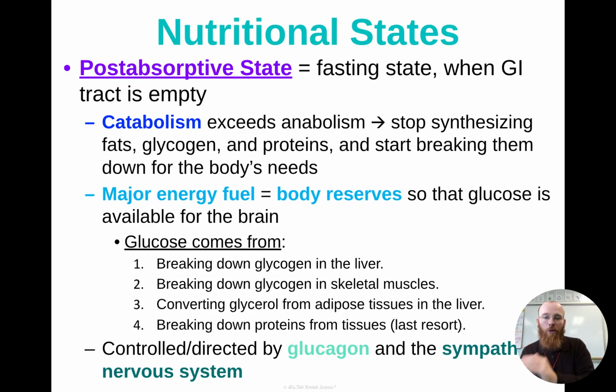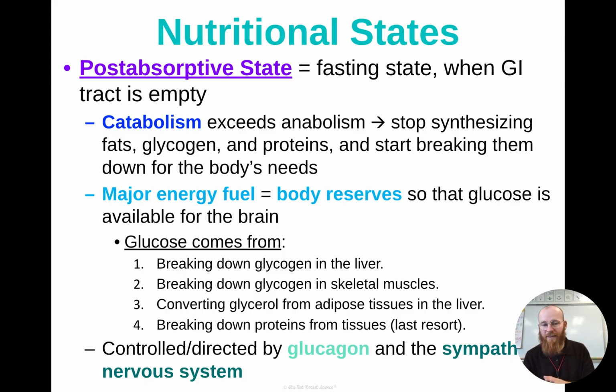Glucose can come from a variety of sources. It can be broken down from glycogen in the liver, or from glycogen in your skeletal muscles. You can convert glycerol in your fatty tissues and in the liver, so we can break down stored fat to create glycerol to create that glucose. And then also, as an absolute last resort, in a very prolonged fasted state, in dire needs we can break down proteins from our tissues as needed.